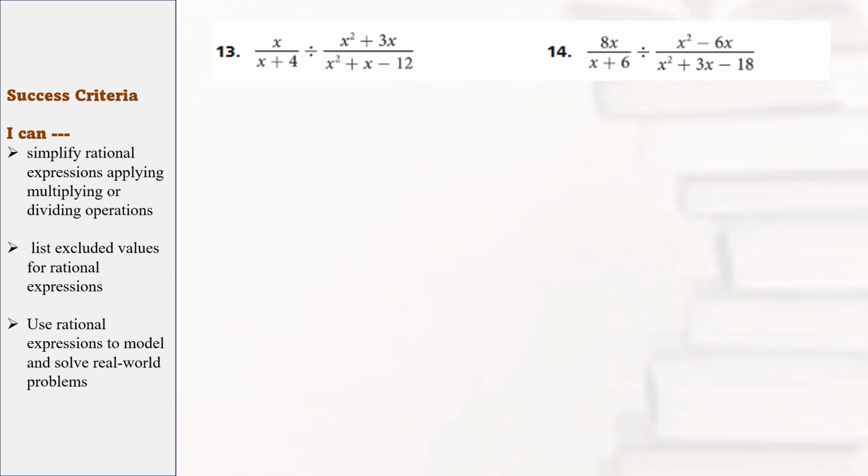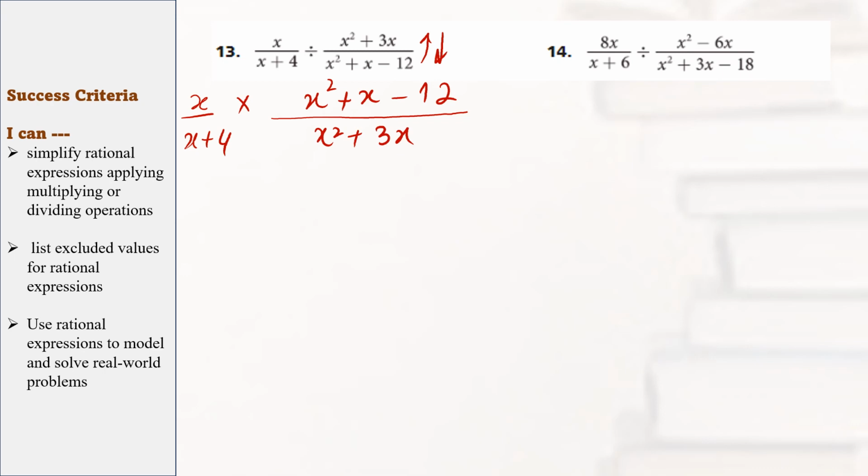So the first term we always write as it is. Then we change the sign of division to multiplication. We flip the numerator to denominator and denominator to numerator. So we will write x squared plus x minus 10 in the numerator and x squared plus 3x in the denominator. So the first expression is already in simplified form. No need to factor. In the second expression, you have the factors.